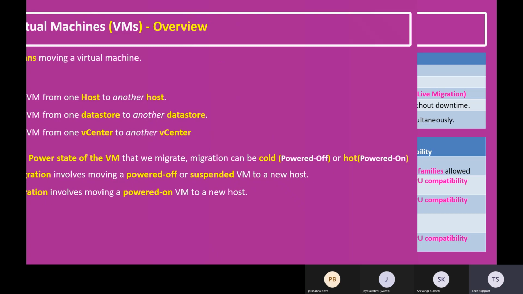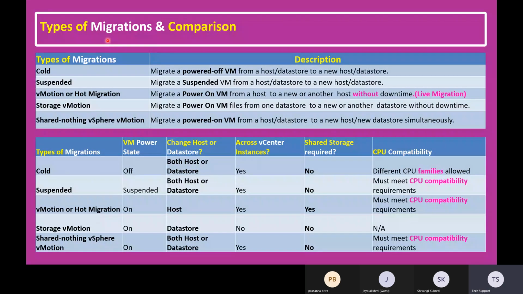Now, as per our VMware configuration maximum guide, we are going to observe the migration limitations and also the comparisons. For types of migrations, we have mainly 5 types of migrations available in our VMware vCenter. One is cold, another one is suspended, then vMotion. vMotion, another name is hot migration, or we call it a live migration. And we also have storage vMotion and shared nothing vMotion.